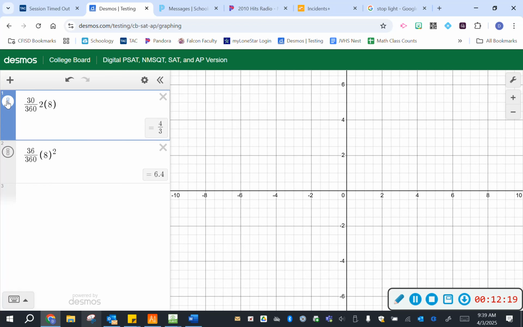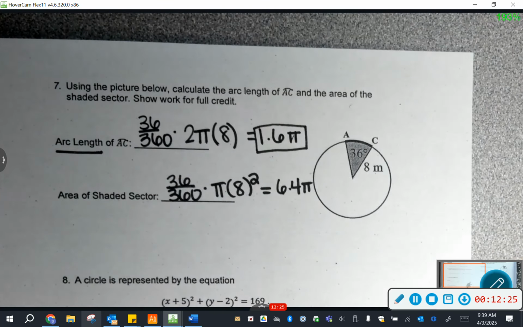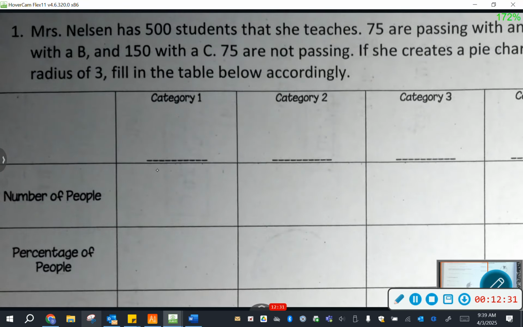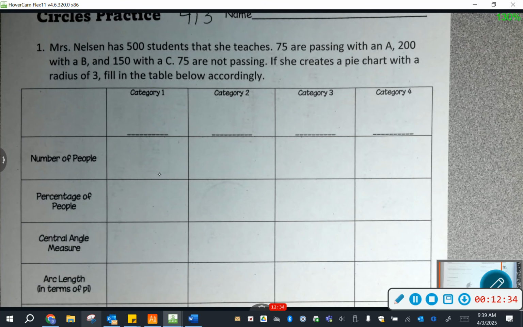So if you get an ugly decimal, I want you to just give me the fraction instead. All right, that is all we are going to do on the back. I need you to now flip to the front. This is more so what your assessment tomorrow is going to look like.